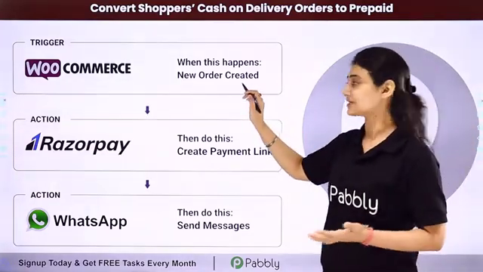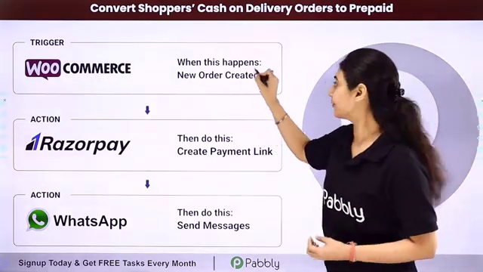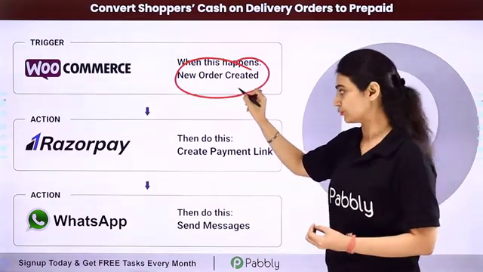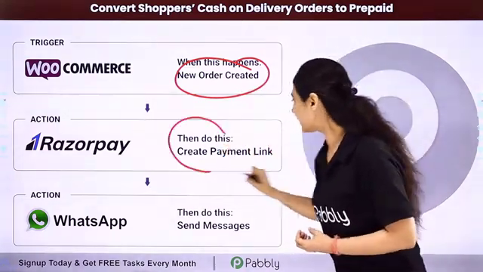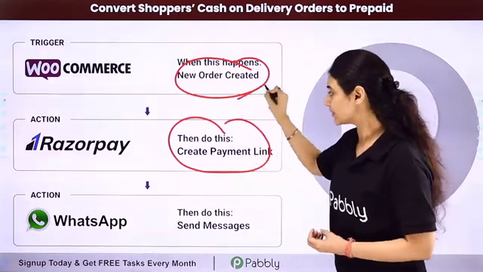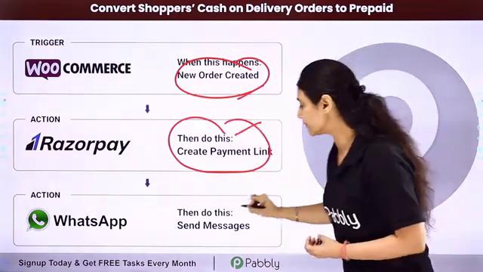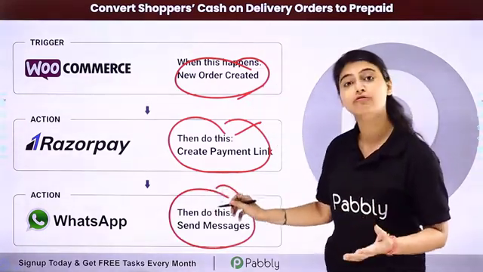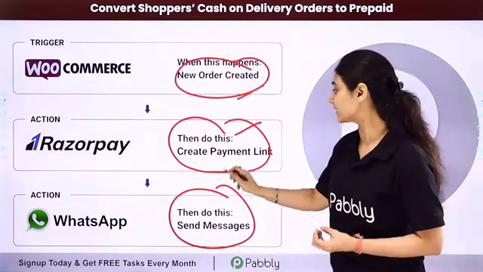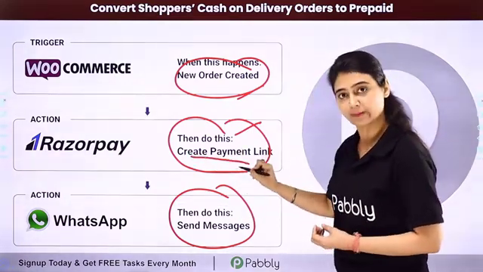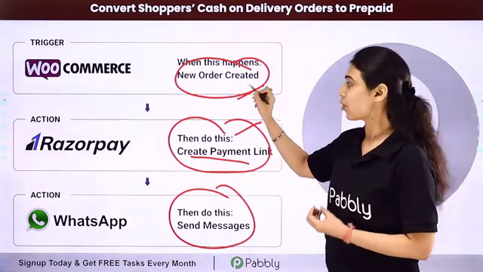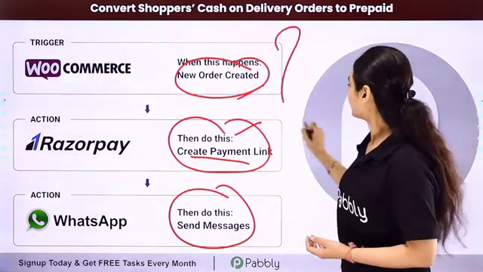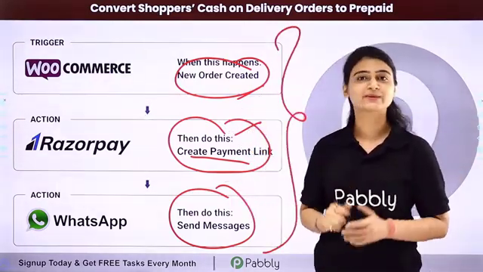Here what will happen, let's say a new cash on delivery order is created in WooCommerce. WooCommerce will automatically generate a coupon code. Then in Razorpay, a payment link will be created. Then the coupon code and the payment link would be sent as a WhatsApp message to that customer, informing them that if they choose to make the online payment using this Razorpay link, they can avail the WooCommerce coupon code and get a discount on their current order. So we are going to automate this entire process using Pabbly Connect.